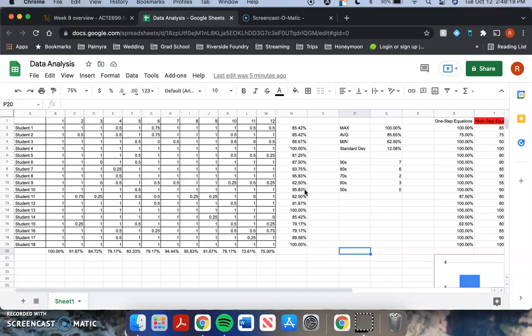But analyzing this, I broke it down, like I said, into each question. And at the bottom here, you will see the breakdown of each question, the average of how students did. So obviously, question number 1 is a one-step equation where every single student got that correct, which I'm very pleased to see. And as you work your way down, we get into some more challenging questions.